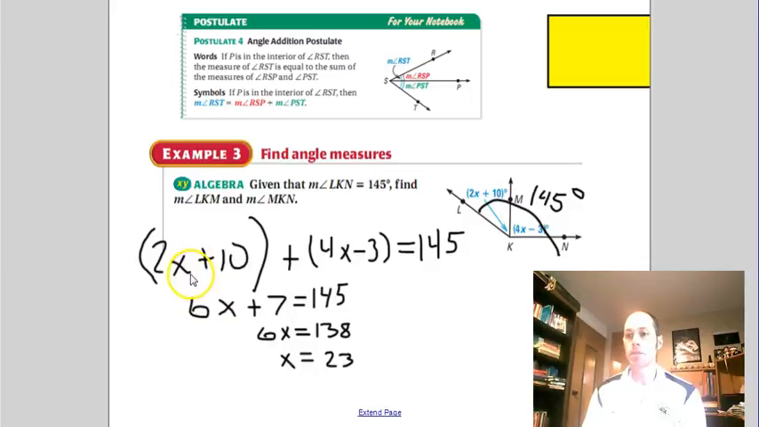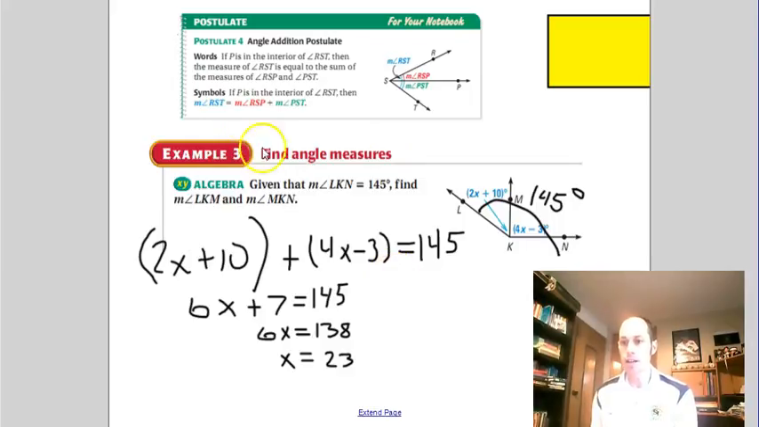Okay, so notice I set up my equation, adding the two smaller angles, 2x plus 10, plus the measure of the other one, 4x minus 3, to equal the measure of the bigger angle, 145. Combine like terms: 2x and 4x give me 6x, 10 and negative 3 give me 7. That still equals 145. I subtracted 7 from both sides, then divided by 6 to get x equals 23. That's not quite what the question's asking us to find, it wants us to find the measure of LKM.